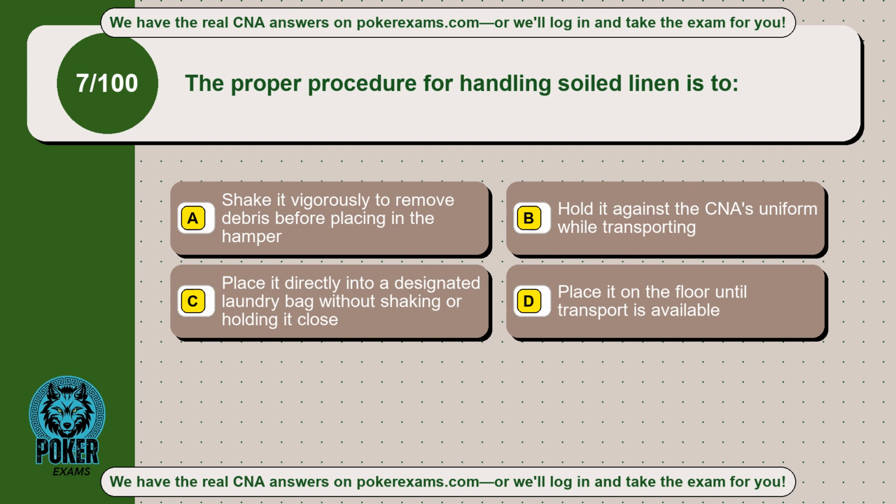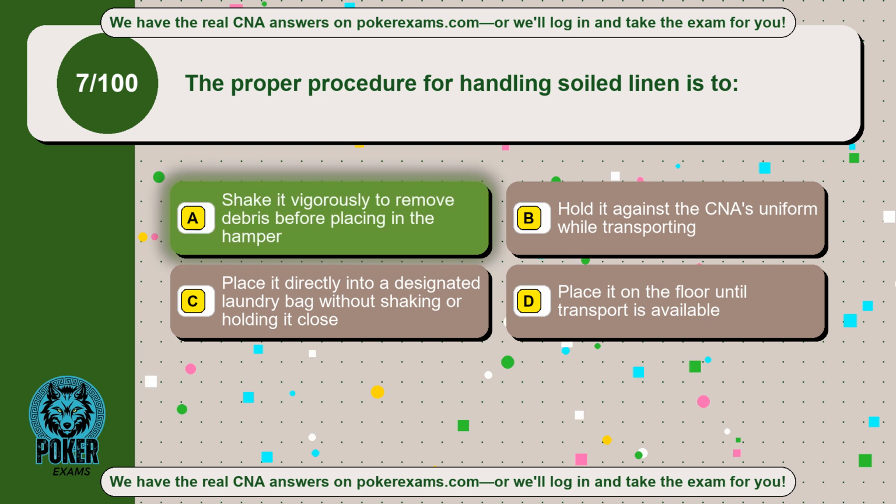Question 7. The proper procedure for handling soiled linen is to: Option A. Shake it vigorously to remove debris before placing in the hamper. Option B. Hold it against the CNA's uniform while transporting. Option C. Place it directly into a designated laundry bag without shaking or holding it close. Option D. Place it on the floor until transport is available.